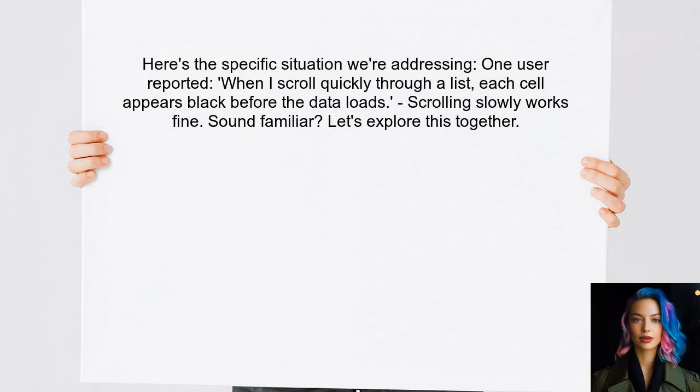Here's the specific situation we're addressing. One user reported that when they scroll quickly through a list, each cell appears black before the data loads. However, scrolling slowly doesn't trigger this issue. Sound familiar? Let's explore this together.